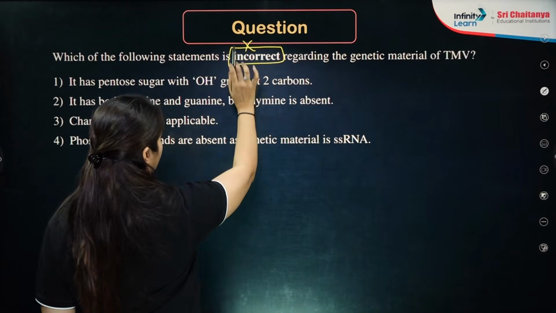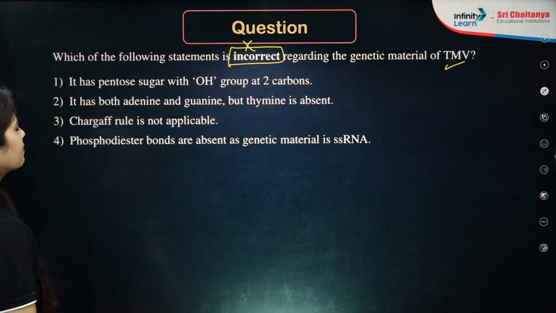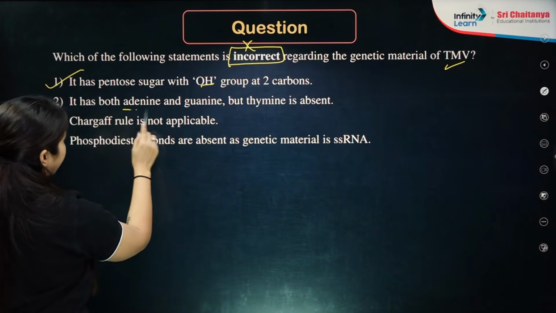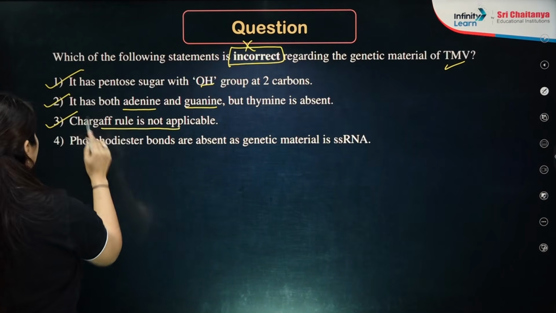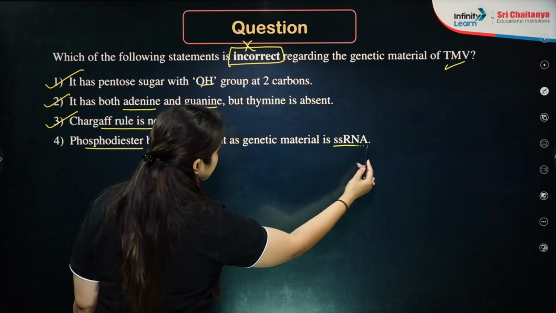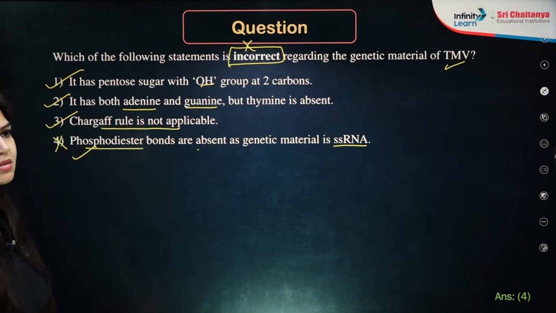Next question is, which of the following statement is incorrect regarding the genetic material? Wrong statement with respect to tobacco mosaic viruses. It has pentose sugar with OH group at 2 carbon. Correct. It has both adenine and guanine. Yes. Chargaff rule is not applicable. Yes. Phosphodiester bond are absent as genetic material is single-stranded RNA. This is an incorrect statement, hence correct answer.